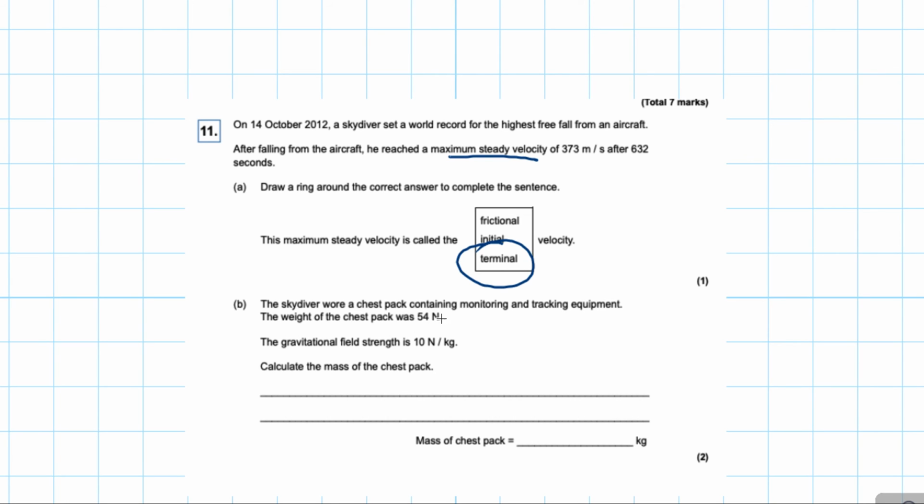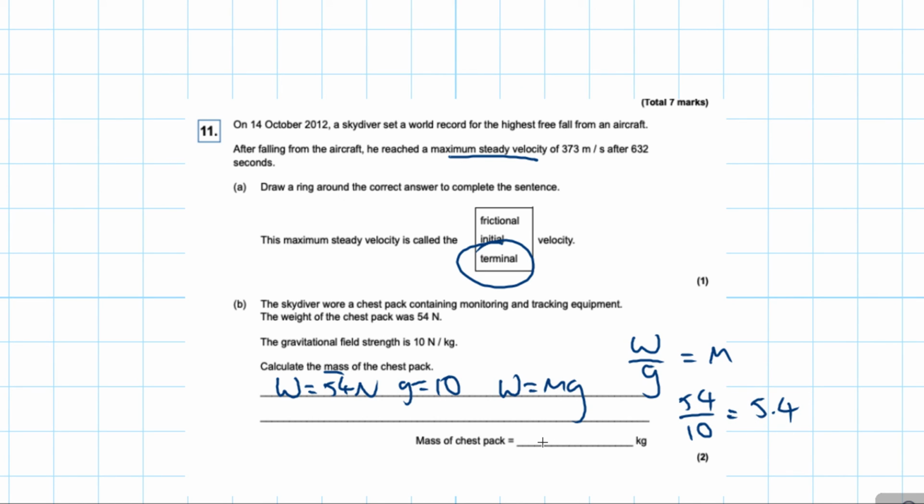The skydiver wore a chest pack containing monitoring and tracking equipment. The weight of the chest pack was 54 newtons. Calculate the mass of the chest pack. So the weight is 54 newtons, g equals 10, and W equals mg. So here we want to find the mass, so we rearrange this equation. We divide both sides by g. So weight over gravity is equal to mass. Therefore it's 54 divided by 10, which is 5.4. So the mass is 5.4 kilograms.